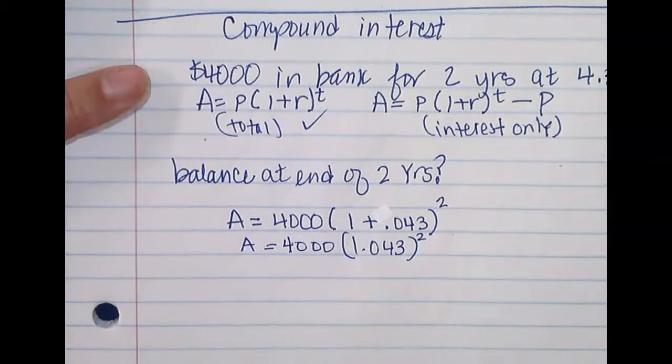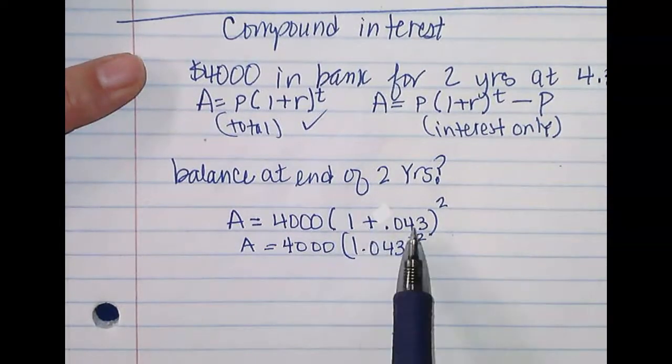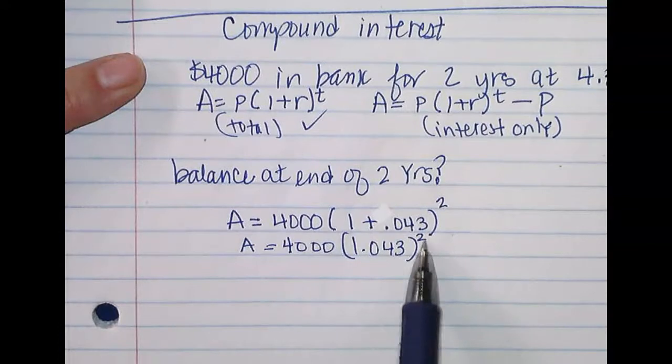So real quick, what was the first step? Didn't you do parentheses? Yeah. Would you do exponents or would you multiply? Exponents. And what is 1.043 times 1.043? That's going to be cute. And then what would you do after that? I think you multiply by 4,000.